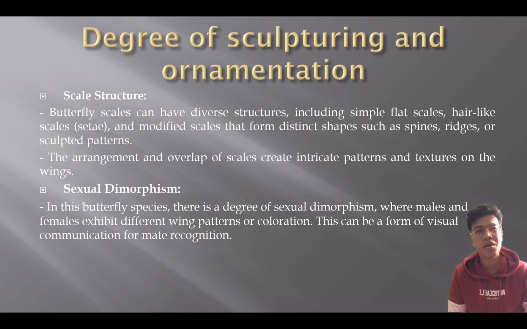Next is a degree of sculpturing and ornamentation. First one is scale structure. Butterfly scales can have diverse structures, including simple flat scales, hair-like scales, and modified scales that form distinct shapes, such as spines or scalloped patterns. The arrangement and overlap of scales create intricate patterns and texture on the wings.